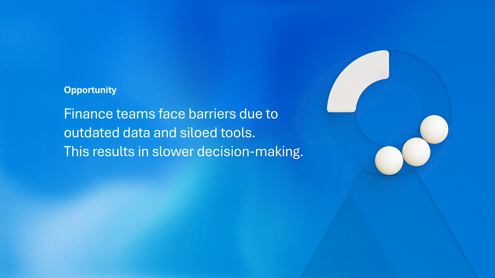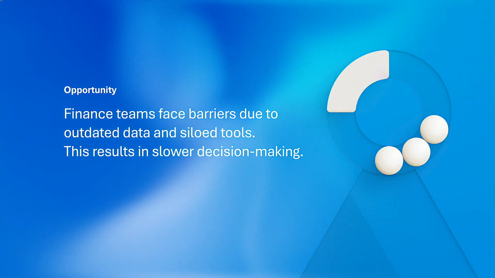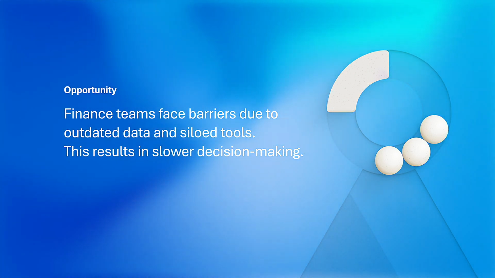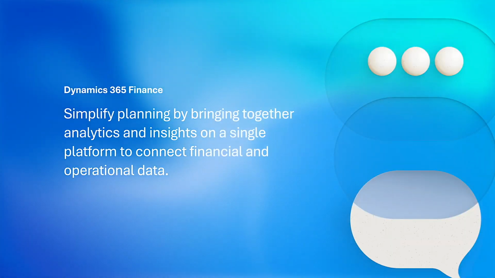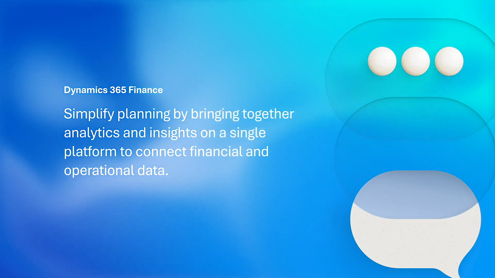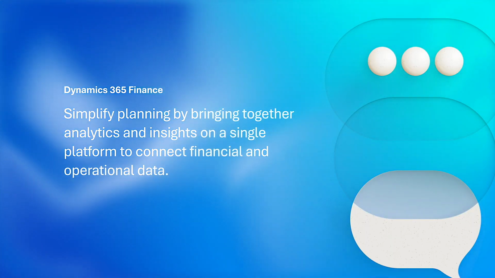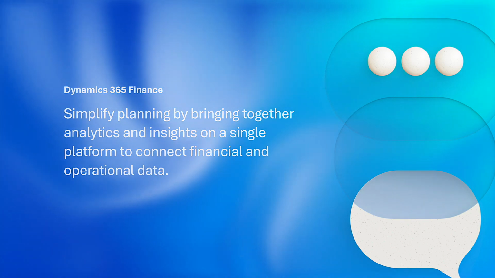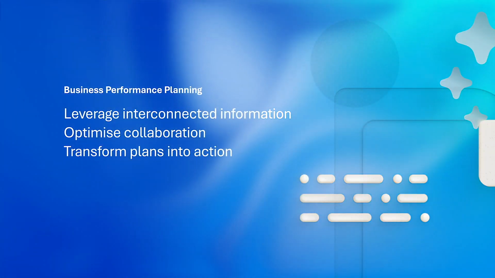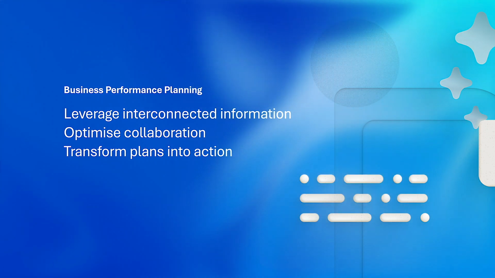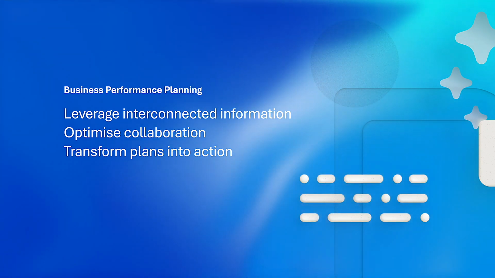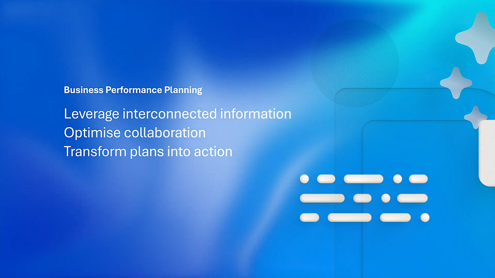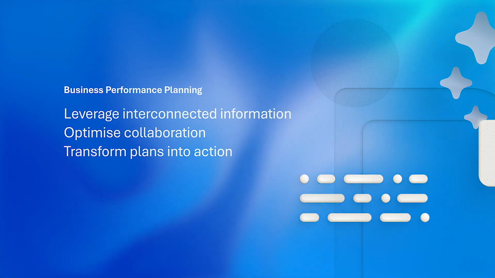Finance teams face significant barriers due to outdated data and siloed tools, leading to manual, time-consuming processes and slower decision-making. Dynamics 365 ERP with business performance planning can make this simpler by bringing together planning, analytics and insights on a single platform to connect financial and operational data. Our vision is to leverage interconnected information to optimize planning collaboration with familiar tools and transform plans into action. This will be a multi-phase journey, but we'll start by focusing on the following experience.